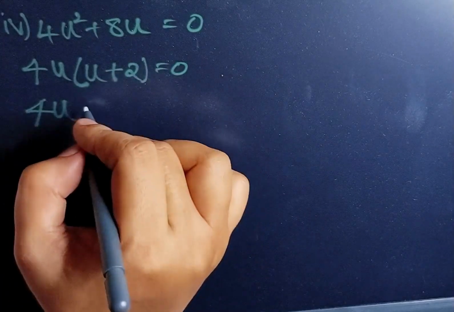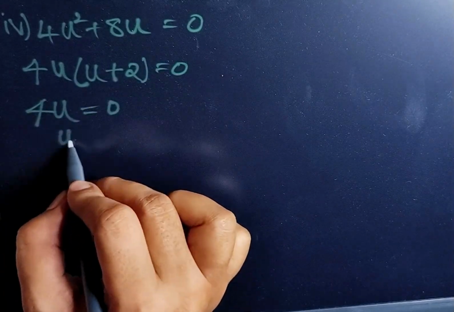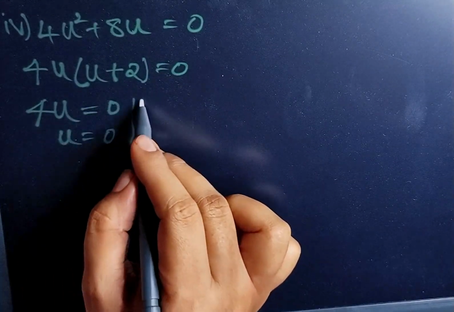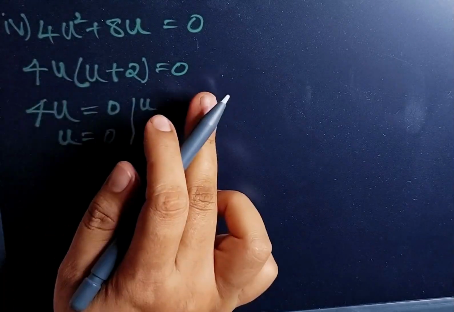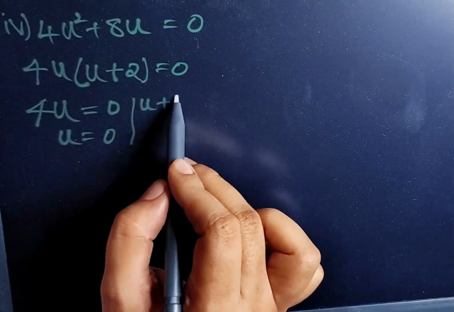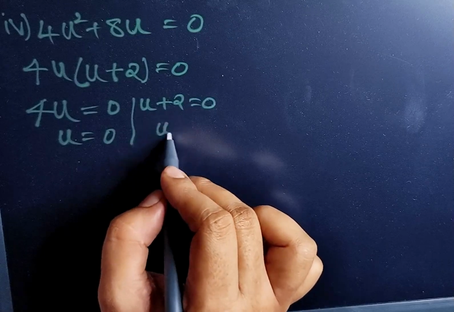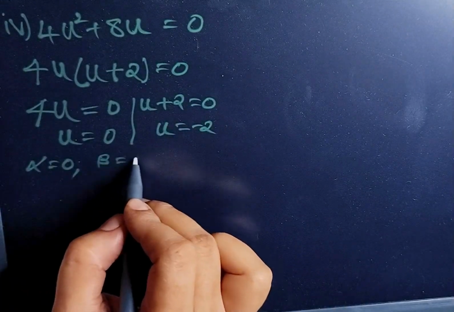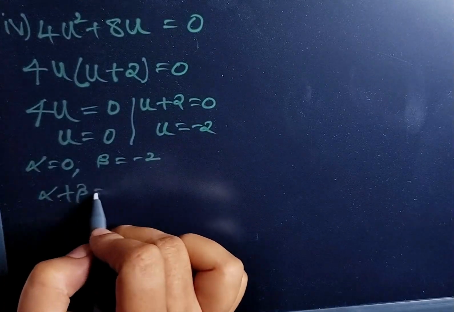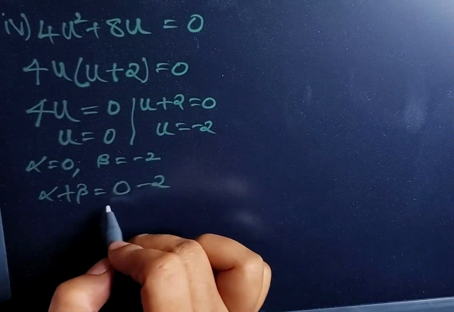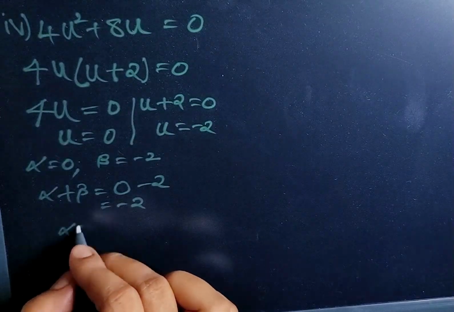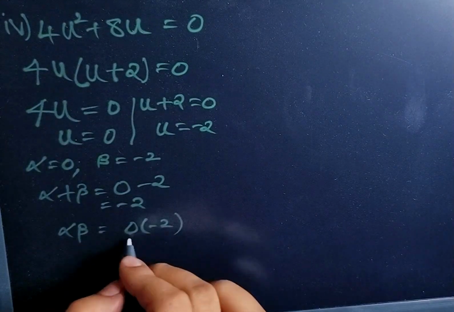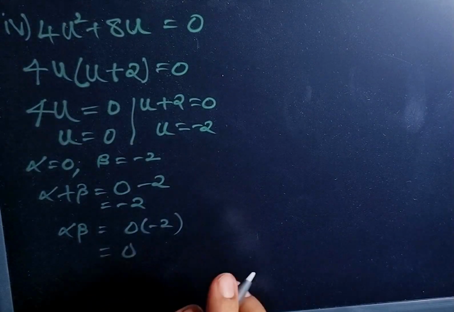0 by any number will be 0. So 4u equal to 0. 0 by 4 will give us 0. Similarly, we are taking this 4u to the right side. 0 by any number will be 0. So u plus 2 is equal to 0. U will be 0 minus 2, minus 2. So alpha equal to 0, beta equal to minus 2. So alpha plus beta will be 0 plus of minus 2, so we'll have minus 2. Alpha beta, 0 into minus 2. 0 into any number will have 0.